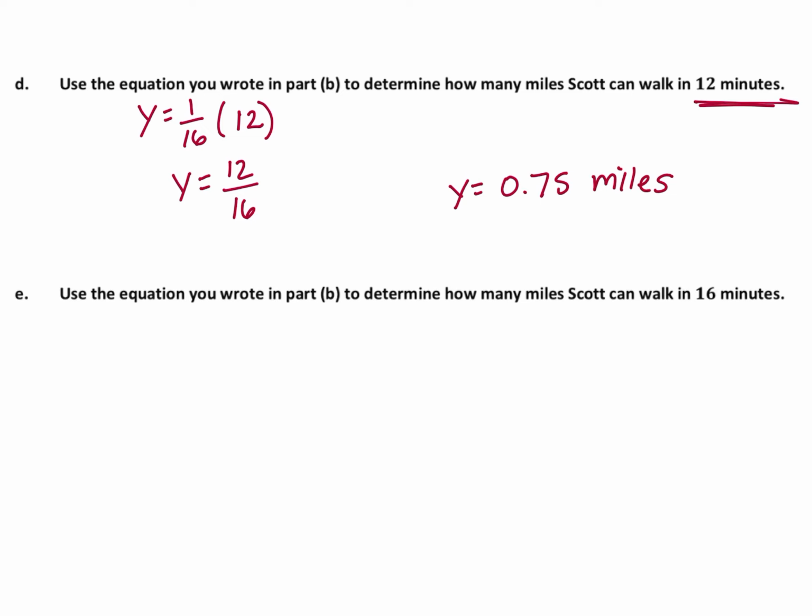Part E says determine how far he can walk in 16 minutes. Our numerator is 1 times 16, and 16 over 16 is 1, so he can walk 1 mile.